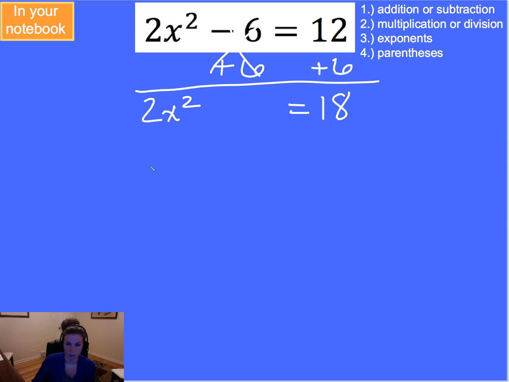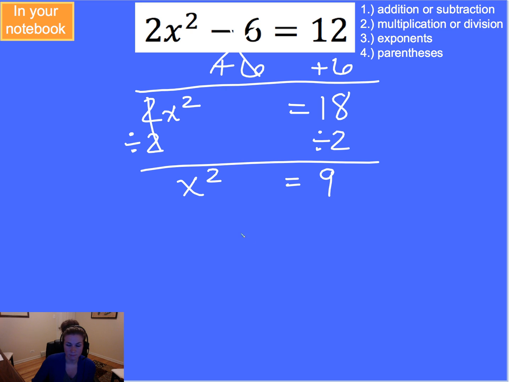Then I need to undo multiplication or division. I have a 2 being multiplied by the x squared, so I will divide by 2. The 2's cancel and I have x squared by itself. 18 divided by 2 is 9. And last I need to undo the exponents. This is x squared, so the inverse is the square root. The square root of x squared is just x, and the square root of 9 is 3 and negative 3.